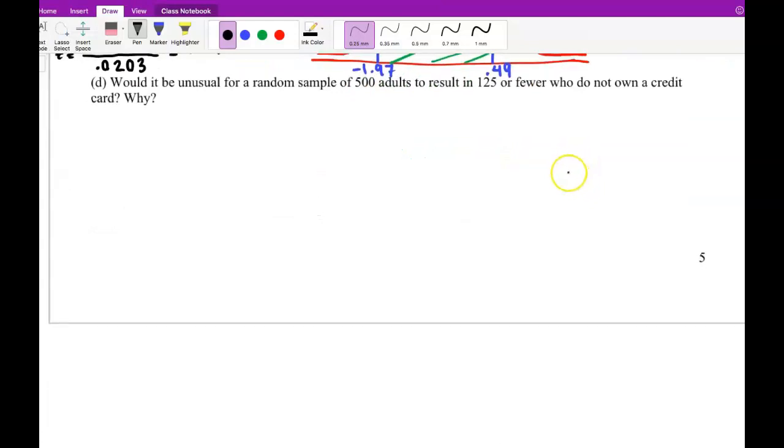Part D, would it be unusual for a random sample of 500 adults to result in 125 or fewer who do not own a credit card? Okay, for this, I have 125 or fewer. I don't know the sample proportion. So first, I need to find that part.